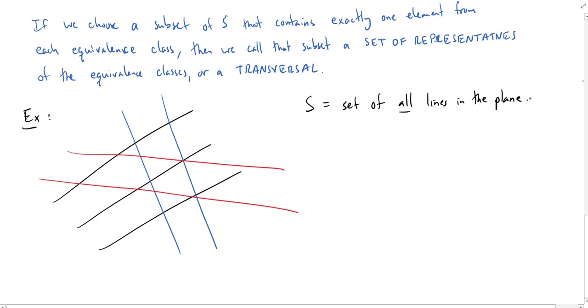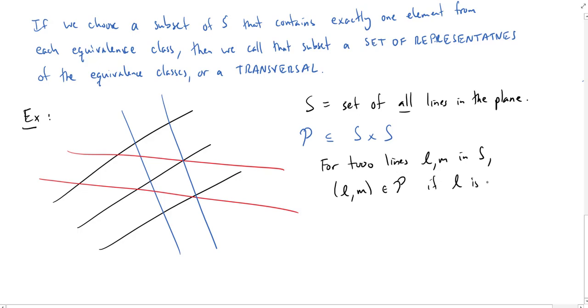And I would like to put an equivalence relation on this set based on parallelism. So I'm going to call it P instead of E. This equivalence relation is going to be a subset of S cross S. And we're going to say that for two lines, say L and M in S, (L, M) is in P, which means they're parallel, if L is parallel to M.